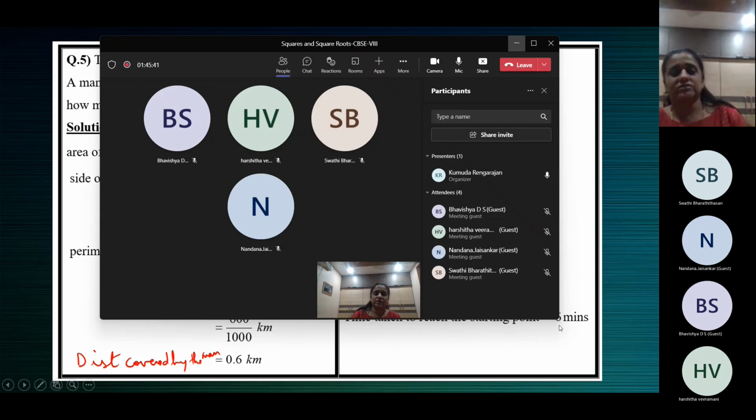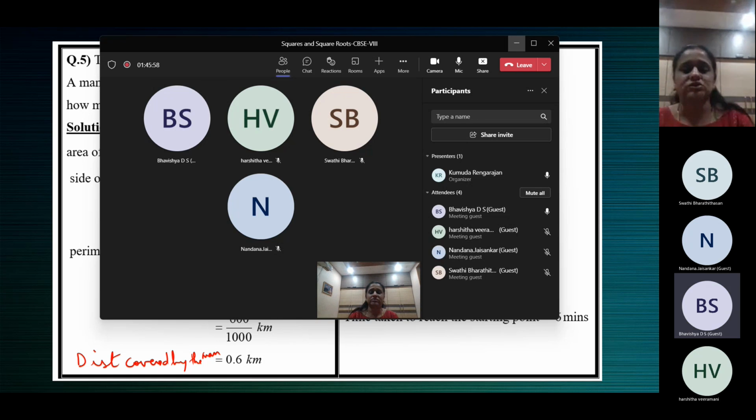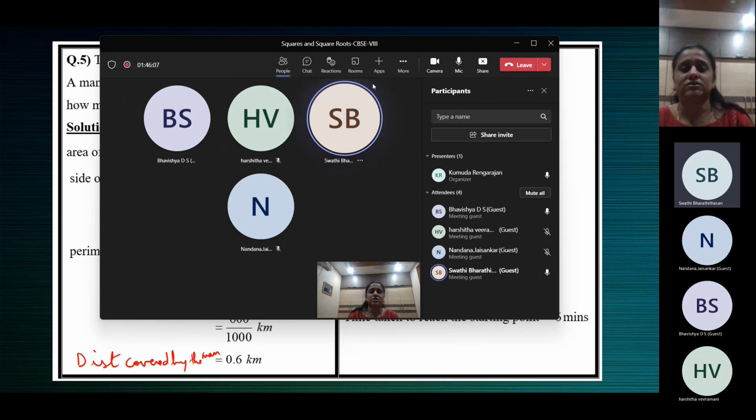So with this, we come to the end of squares and square roots. As I told you, I'll share the videos on cubes and cube roots with you. Please watch and complete your tuition notebook. By tomorrow, I want these notes to be completed in your classwork, whatever screenshots you have taken today. Please complete all this in your notebook and share your pictures by tomorrow evening.